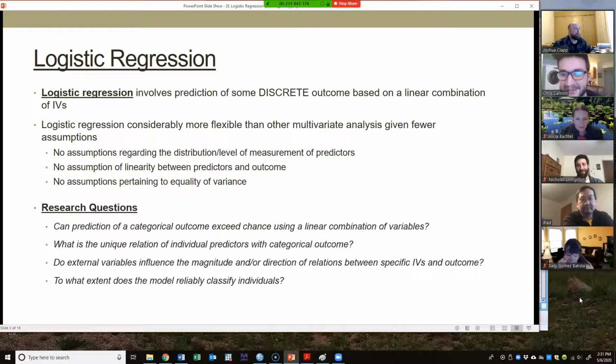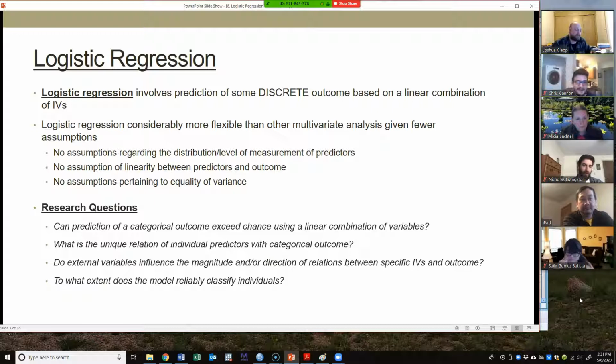The forever question of mediation or moderation. I think this one's moderation. You're right, it's moderation, right? Is some external variable changing the magnitude, the nature of the association between two other things? All the things that we can do in our regression models that we've worked up to this point, we can ask the same types of questions with our logistic models, right?